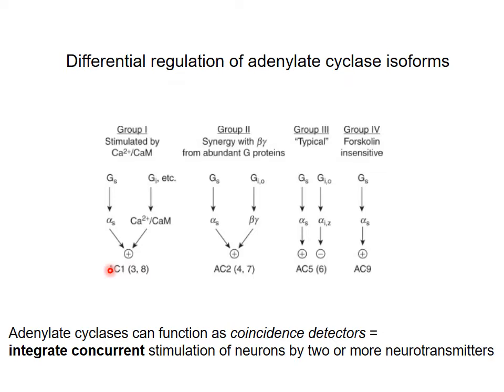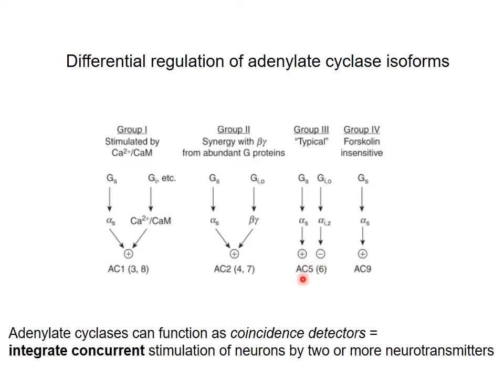they need both of these things to happen for their full activity. On the other hand, if you have adenyl cyclase 2, 4, and 7, they will need this alpha stimulatory subunit to bind, but also the beta gamma subunit will lead to their activation. Adenyl cyclase 5 and 6, they just will be activated by alpha stimulatory, same with adenyl cyclase 9.